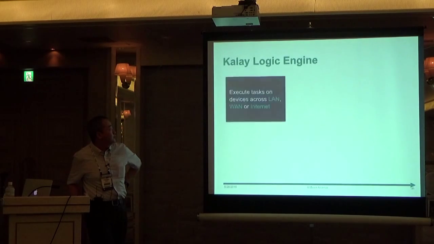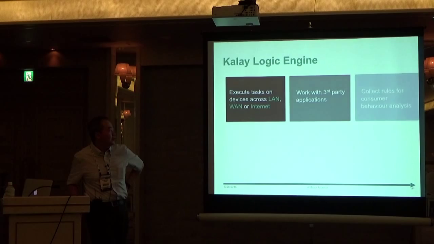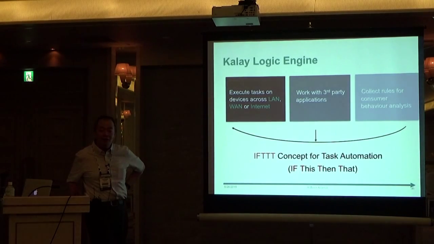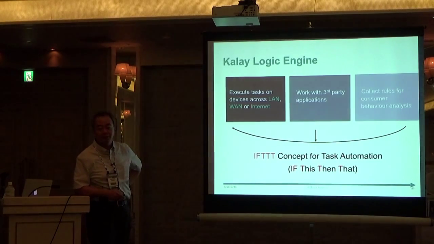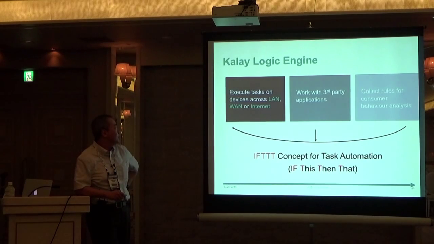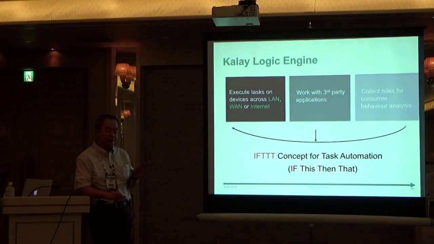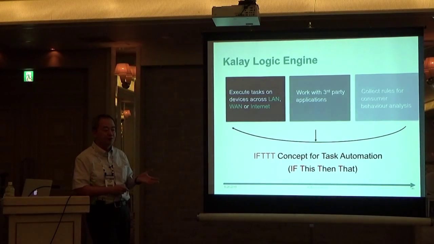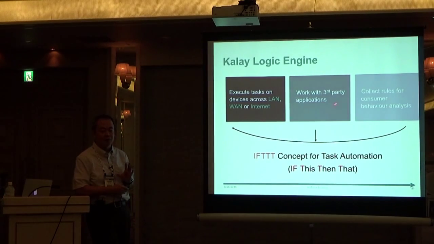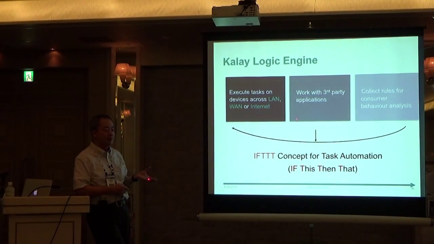And the next one is a logic engine. This logic engine is the implementation of a very common IFTTT concept these days. We can execute tasks between devices in the local network and set up rules for the devices to talk to each other. For example, you can set up an IP camera to talk to a smart plug. If it detects motion, then it turns on the plug.